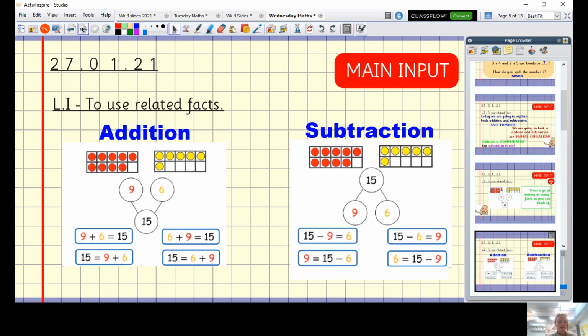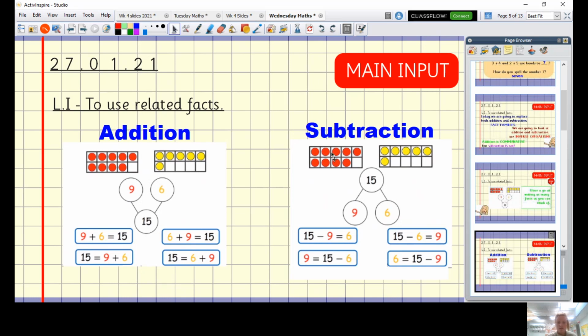Okay, so here are your answers for your addition. So you've got 9 plus 6 equals 15. 6 plus 9 equals 15. And then you switch those numbers around, then you've got your answer at the beginning. 15 equals 9 plus 6. 15 equals 6 plus 9. So these are commutative facts, because you can change them, and the answer is always 15.